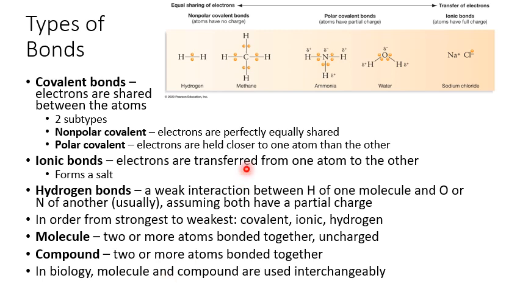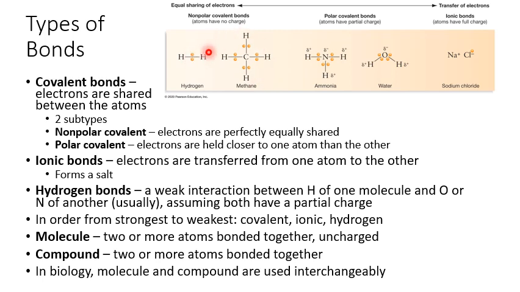So some examples of the nonpolar covalent bond are right here, hydrogen and methane. So here you have the nuclei of these atoms being represented by the letters, and then the line between them is representing the bond, and then you have the electrons drawn in on either side of the bond.